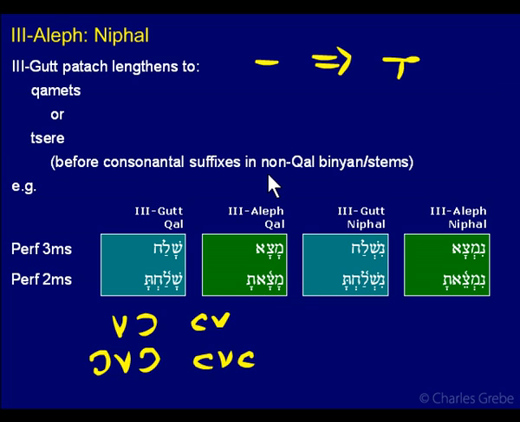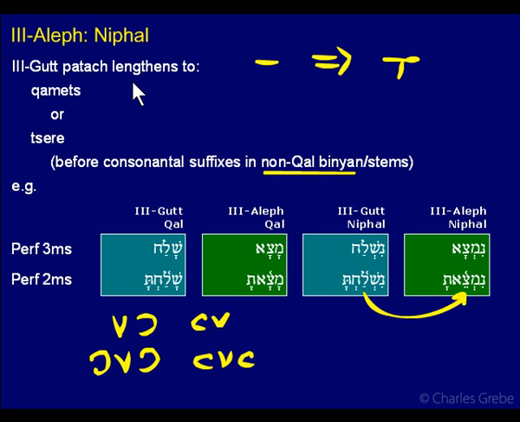In the non-qal binyan, okay, that means binyan other than qal. So nifal, piel, pual, hitpael, if it happens in the hitpael, hifil, and hofal. In those ones with consonantal suffixes, nishlachta becomes nimtseta, not nimtsata. Okay, so this patach lengthened to its tsere. Bit counterintuitive. I have no idea why that happens, but it does. It's just a minor note. It's not something that's going to throw you in reading. This is really getting into nitpicky detail, really.